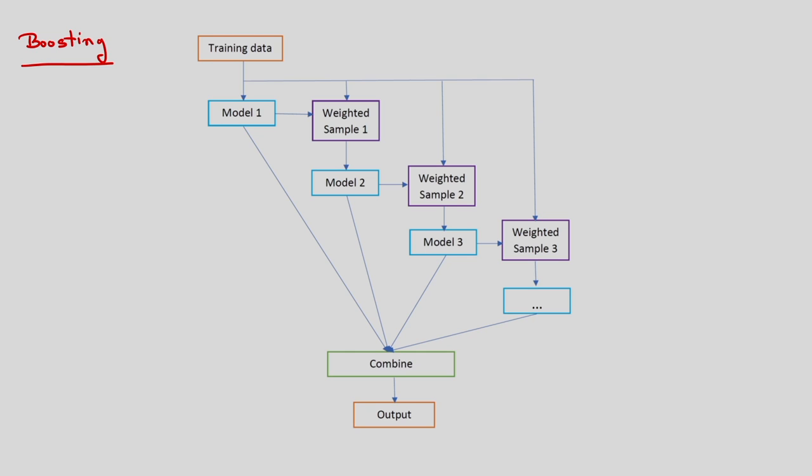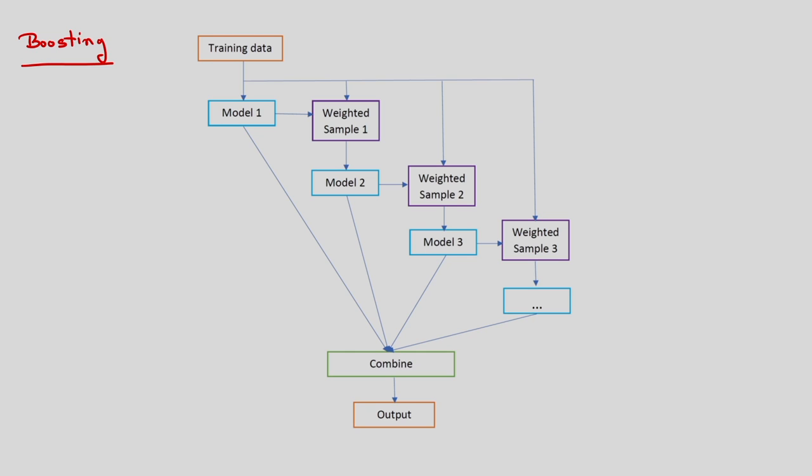And again, in this case, there may be some misclassification. So I have to give importance to the misclassified samples. That is why I am getting the weighted sample 3 training data set. So like this, I have to train all the models.